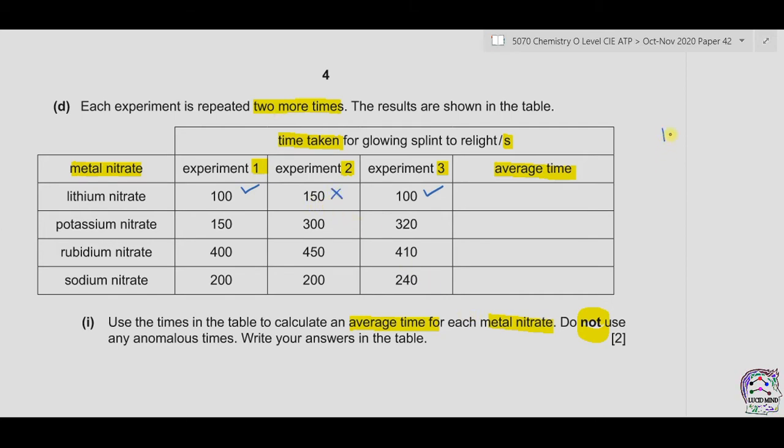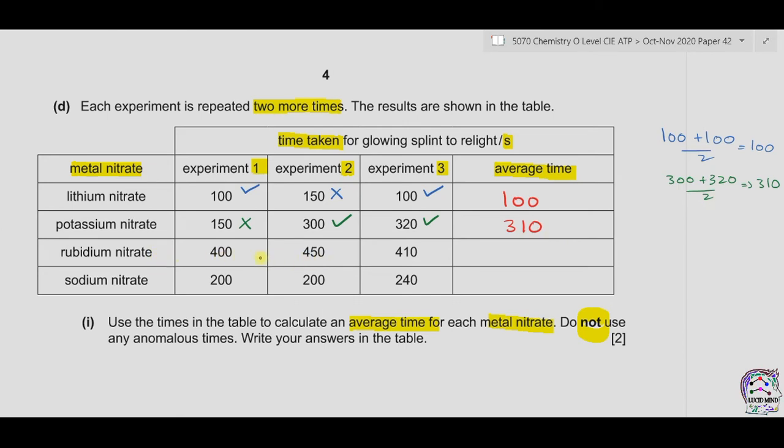So we can find the average: 100 plus 100, as there are 2 values, so divide by 2 and it equals 100. So the average time for the first experiment is 100 seconds. Similarly for potassium nitrate, in experiment 1 we have 150, in 2 we have 300 and 320. So these two are closer together and this is the anomalous time. So the average will be 300 plus 320 divided by 2, which equals 310. So we can write 310 seconds.